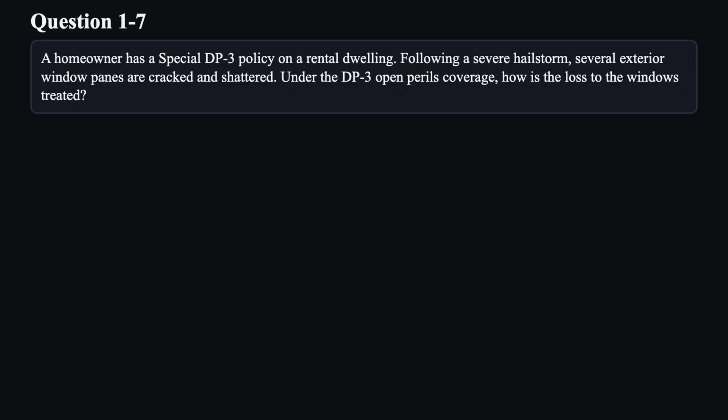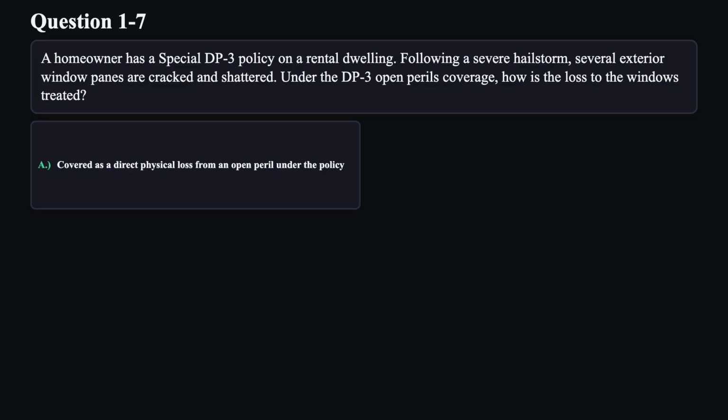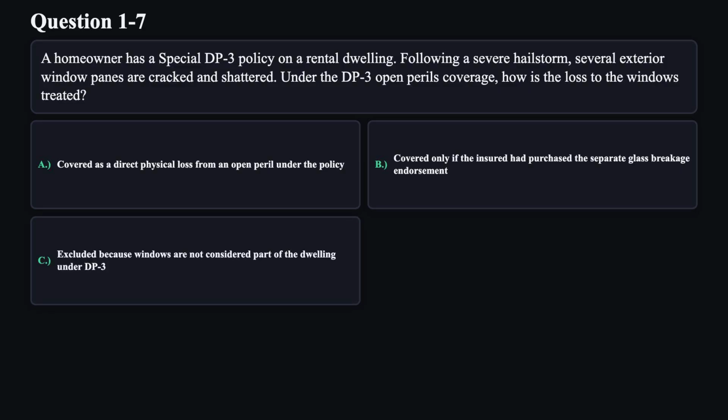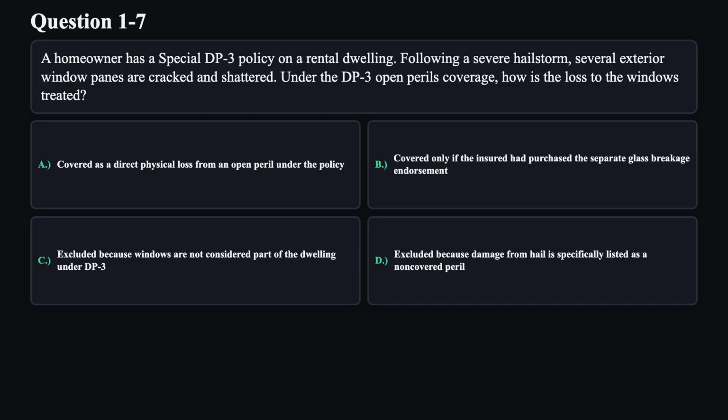Question 7. A homeowner has a special DP3 policy on a rental dwelling. Following a severe hailstorm, several exterior window panes are cracked and shattered. Under the DP3 open perils coverage, how is the loss to the windows treated? A. Covered as a direct physical loss from an open peril under the policy. B. Covered only if the insured had purchased the separate glass breakage endorsement. C. Excluded because windows are not considered part of the dwelling under DP3. D. Excluded because damage from hail is specifically listed as a non-covered peril.